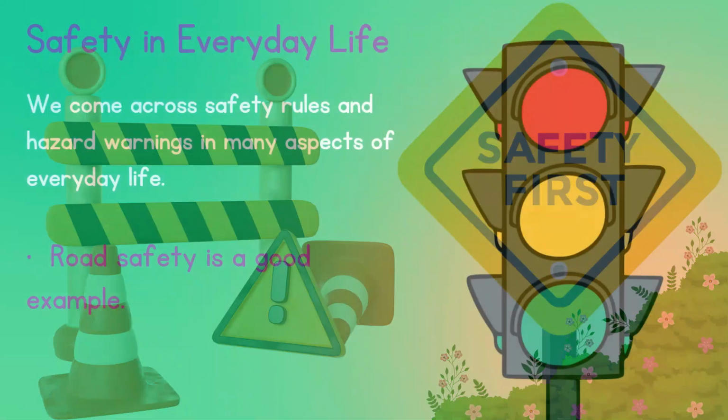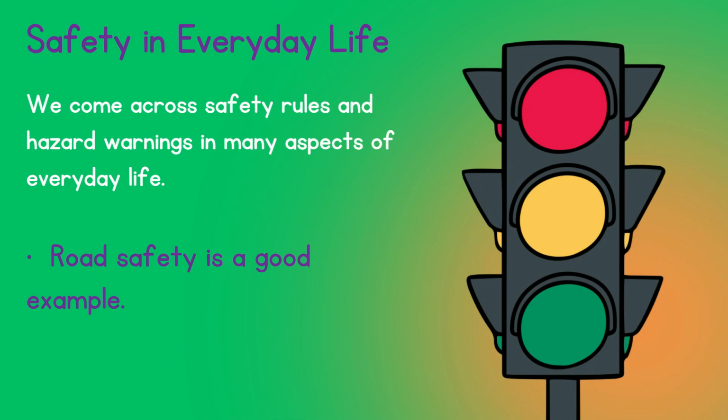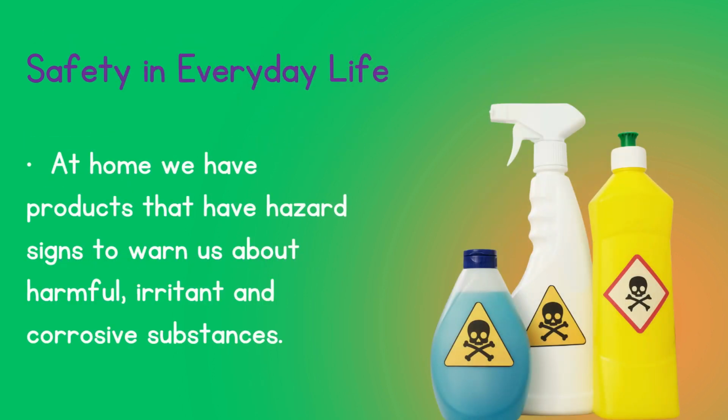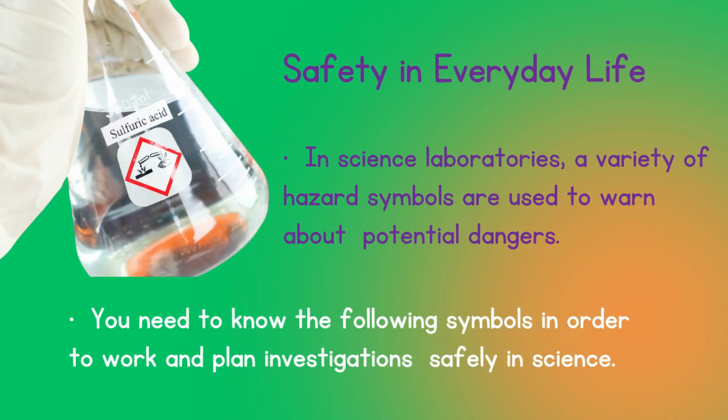Safety first. Safety in everyday life. We come across safety rules and hazard warnings in many aspects of everyday life. Road safety is a good example. At home, we have products that have hazard signs to warn us about harmful, irritant, and corrosive substances. In science laboratories, a variety of hazard symbols are used to warn about potential dangers. You need to know the following symbols in order to work and plan investigations safely in science.